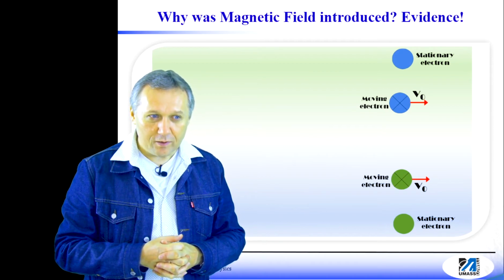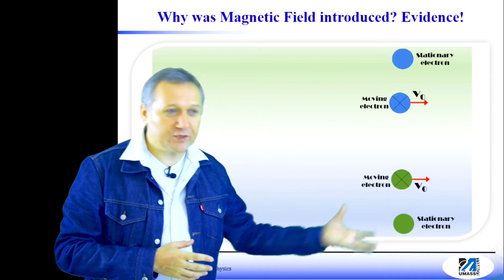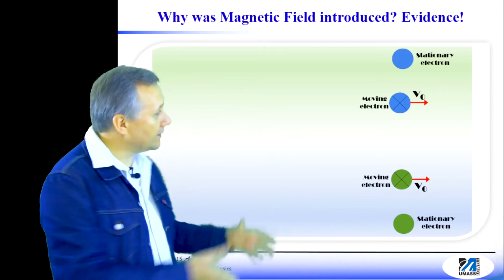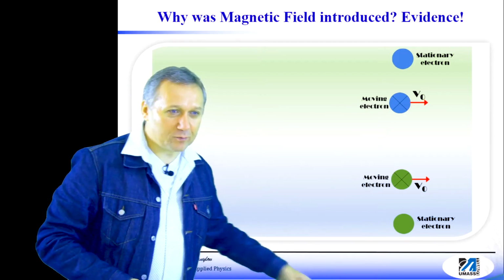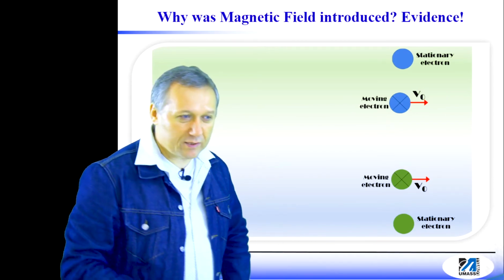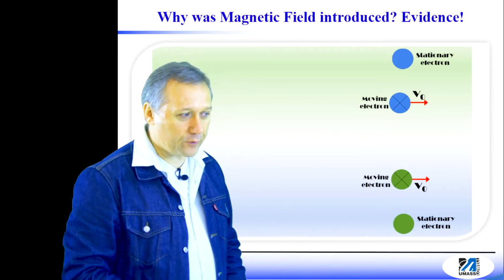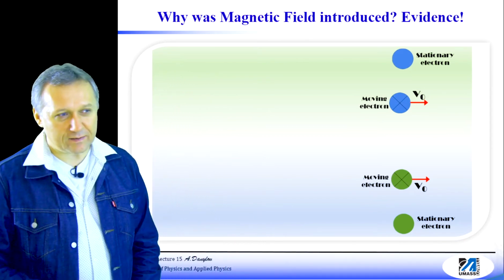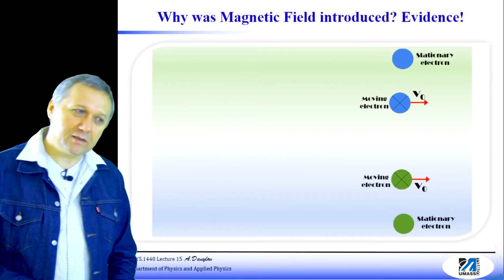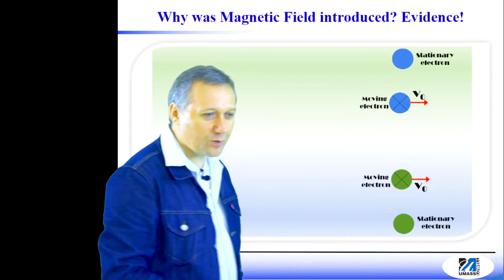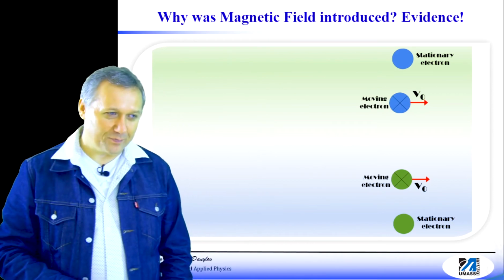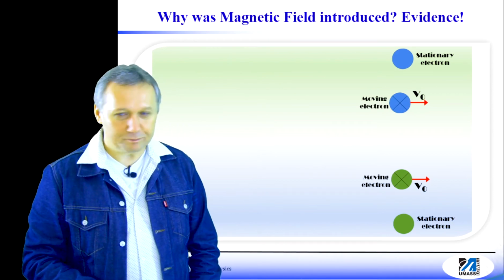So now it's time to introduce this new magnetic world, and this is evidence, an example where people could see the first signs that something new must be introduced, and they decided to introduce this new world of magnetism.